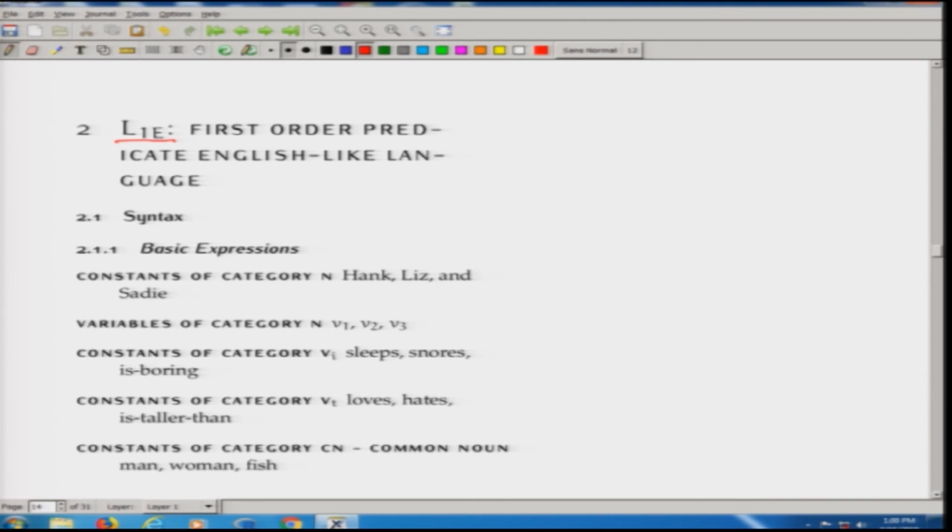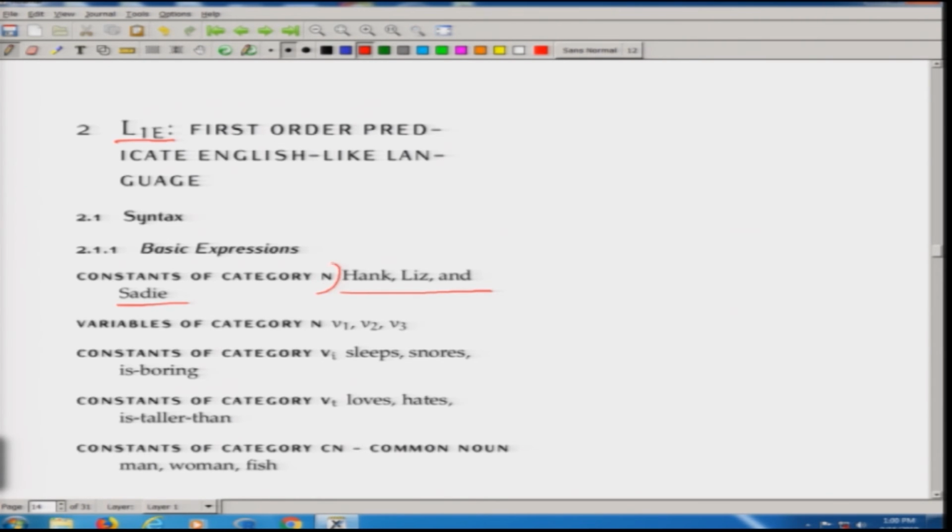So L1E is once again a first order predicate English-like language. Why English-like? Because here you do not find all A, B, C, X, Y, Z. You find real words like Hank, Les, Sadie and all that, and sleeps and snows and loves and hates. So this is our vocabulary. It is a very small one. We have three names, Hank, Les and Sadie.